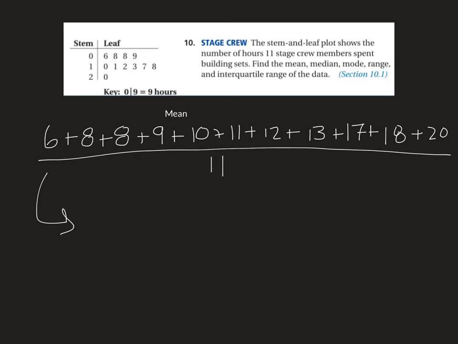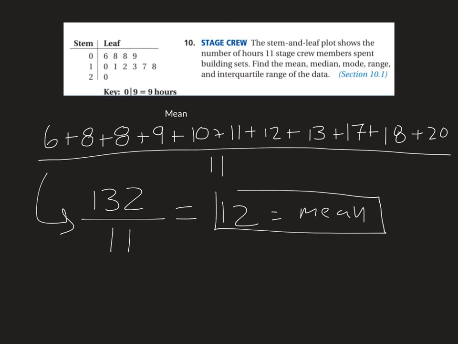If we add up this top bit here, we're going to get 132. This is what a calculator comes in handy for. 132 divided by 11 numbers. When we divide 132 by 11, we're going to get 12. All right, so the mean equals 12. Let's move on to the next one, which is going to be median.